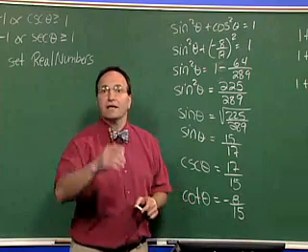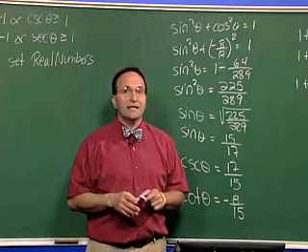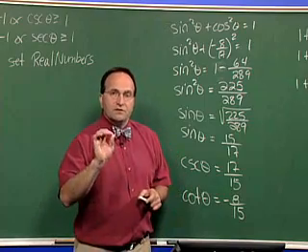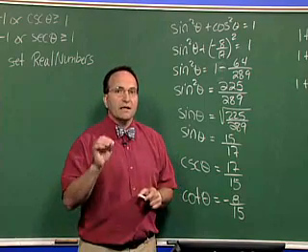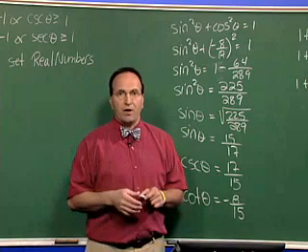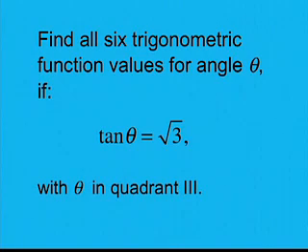Well, now I would like for you to use the Pythagorean identities and the reciprocal identities to find the 6 trigonometric values in the next problem. Find all 6 trigonometric function values for angle theta if the tangent of theta is equal to the square root of 3 and theta is in quadrant 3. Pause the video while you work on this problem, and when you're finished, restart the video to check your solution.